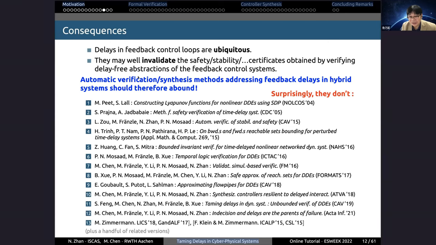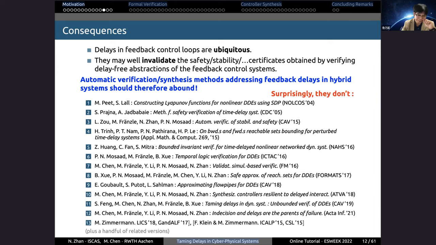Actually, although this issue has been extensively studied in control theory, there is little work in computer science. Here, we just introduce some of the work which is done in recent years.